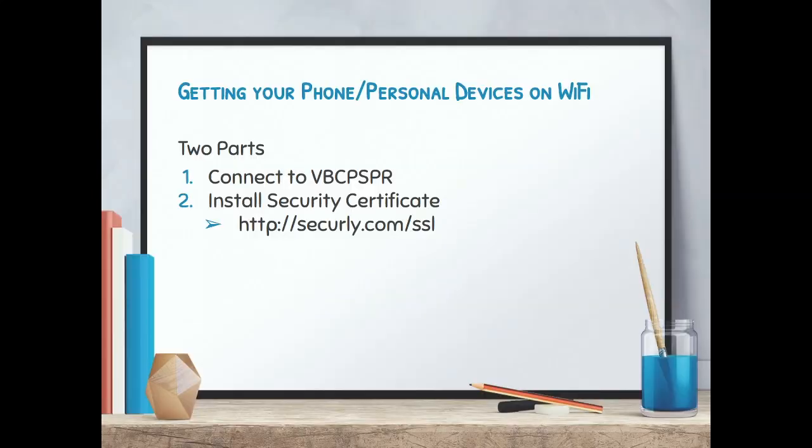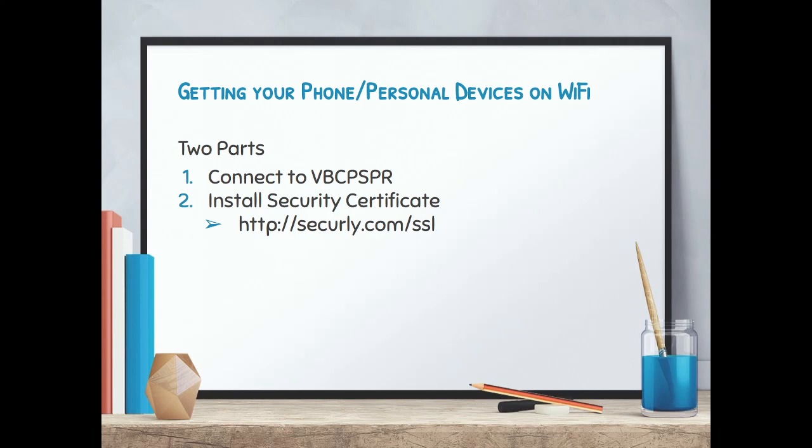And last but not least, using your phone and personal devices on our school Wi-Fi network. So there's two things you need to do. Number one is you need to connect to the VBCPS PR Wi-Fi network. You will have to sign in on that. So it's your short username at vbschools.com and then your network password.